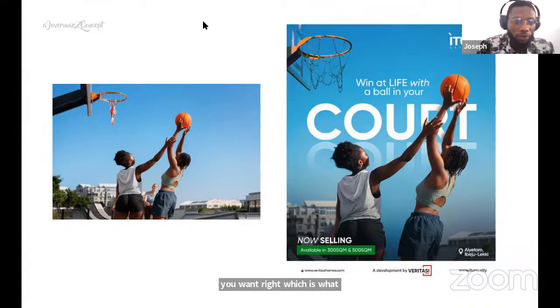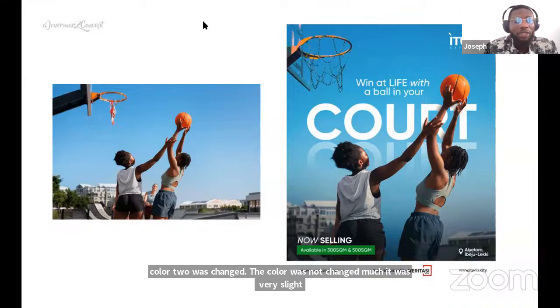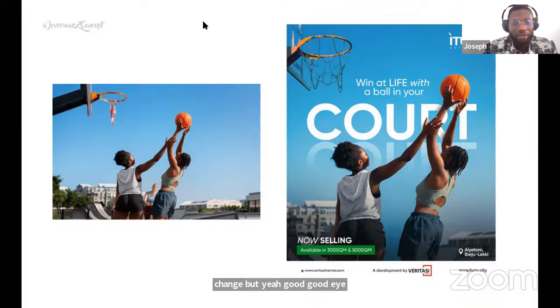Now, I'm seeing a few comments. The view of the net is broad. The net board is clearly seen. The third person is no longer there. The color too was changed. The color was not changed much. It was a very slight change, but yeah, good eye. There's a little difference in the color saturation level. Yes, yes, yes.